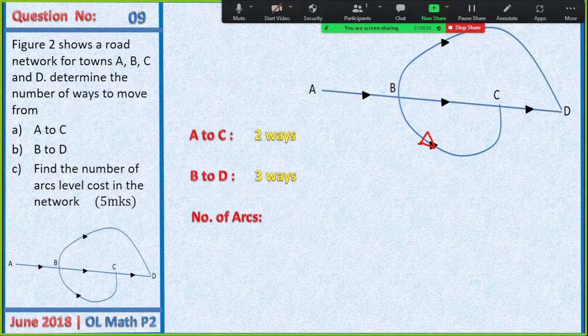Then how many arcs are here? Number of arcs we just count now. So we have 1, 2, 3, 4, 5. There are 5. So from each point to another point is an arc. Count again: 1, 2, 3, 4, 5. So there are 5 arcs.